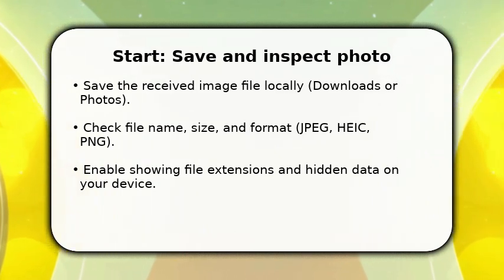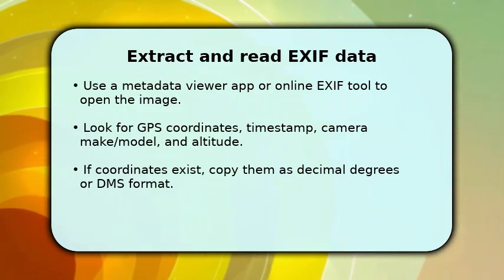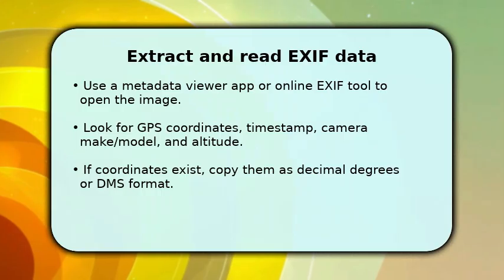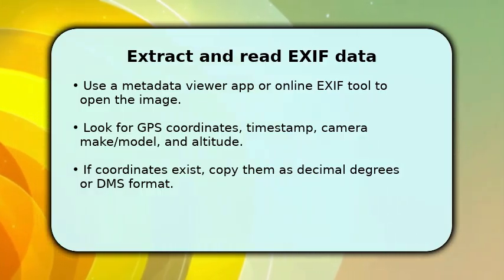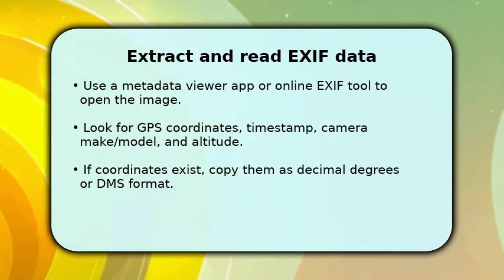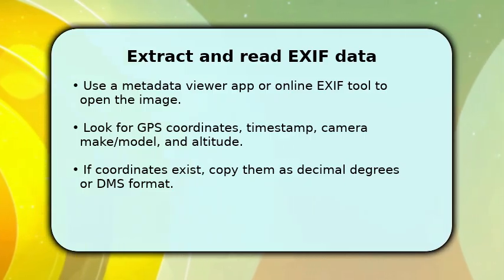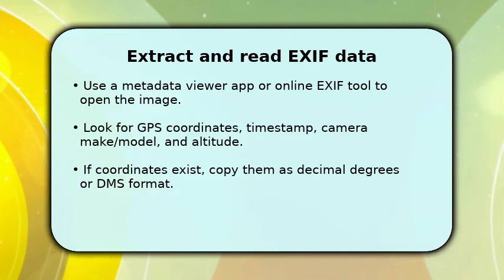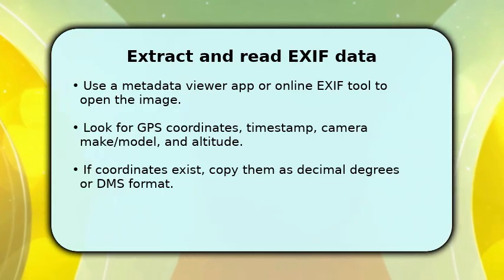Now use an EXIF reader, either a trusted app on your phone or a desktop tool, to extract metadata from the saved file. Once opened, focus on GPS latitude and GPS longitude fields, plus timestamp and camera make. Those confirm where and when the photo was taken. If you see coordinates, copy them exactly. Decimal degrees are easiest for maps. If you find DMS format, convert or let the map app parse it. If metadata is missing, I'll explain why and the alternatives next.